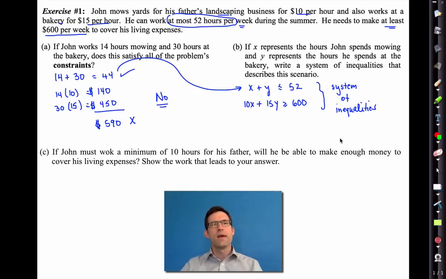Letter C says, if John must work a minimum of 10 hours for his father, will he be able to make enough money to cover his living expenses? Show the work that leads to your answer. I'd like you to play around with that a little bit. If John must work a minimum of 10 hours for his father, will he be able to make enough money? Play around with that.